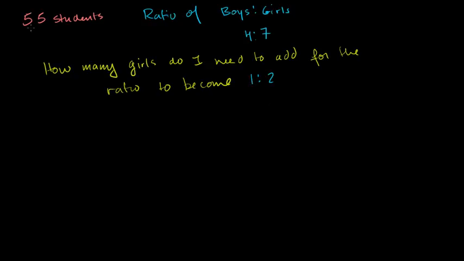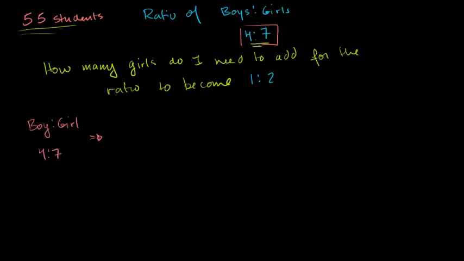So how can we do this? Well, just going back to the basic ratio video, we know the total number of students, and we know the ratio. So maybe it'll help us to figure out the number of boys and girls we have right now. Our current ratio of boys to girls is 4 to 7.